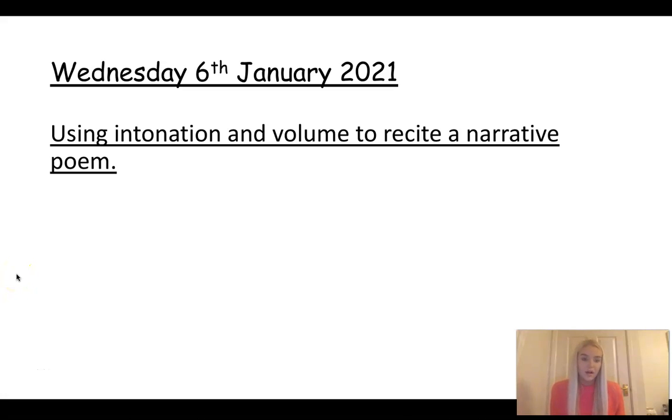In English, our next unit is going to be all about poetry. We will be looking in particular at narrative poetry. Today, we are going to be learning how to use intonation and volume, words that you may not be familiar with, but if you are, fantastic, to recite, so retell, a narrative poem out loud.